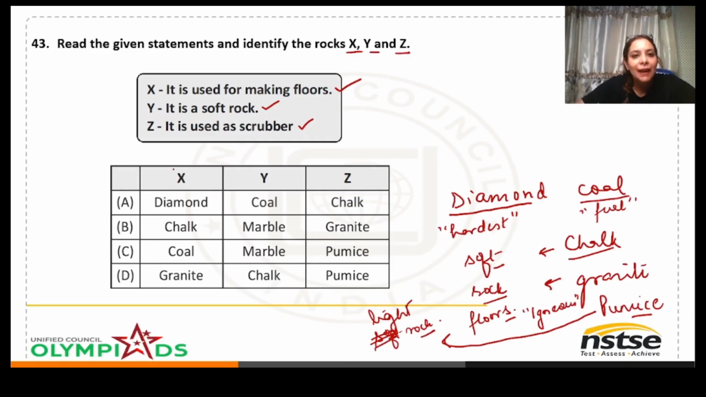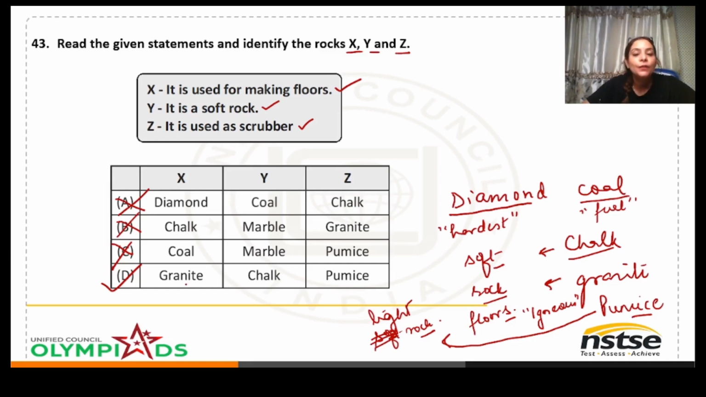So here X is used for making floors. So let's look for option A. Can we use diamond for making floors? No. So we don't have to go ahead with Y and Z because X is identified as wrong, because diamond is so expensive. So how can we make floors from it? Option B says for making floors chalk. Can we use chalk for making floors? No, it is very light. Again, you don't have to go ahead with Y and Z, you can directly drop it. Option C, coal. Have you ever seen any floors made up of coal? Again, no. So directly you can find the correct answer, because option X, that is granite.